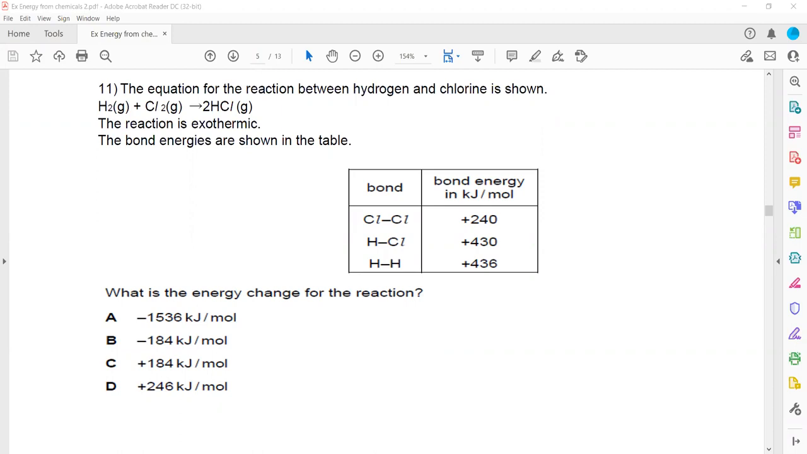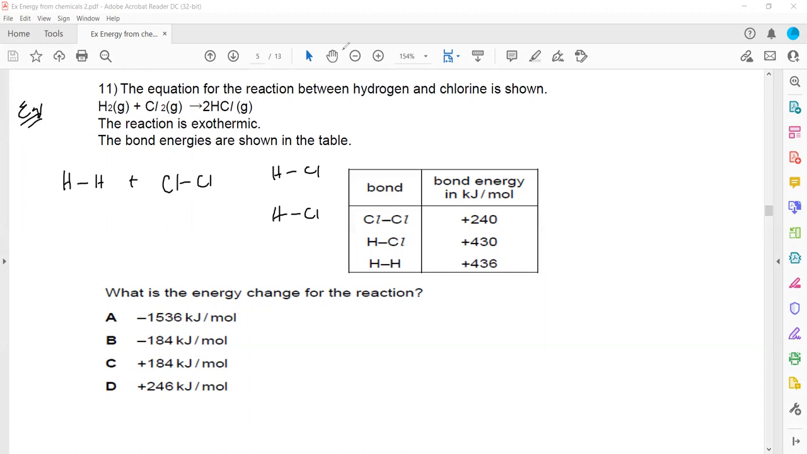So again, for a reaction, H2 plus Cl2 gives 2HCl. The equation is given, but we don't need the equation, we need bonds. H2 means a hydrogen single bond is there. Cl2 means a chlorine single bond, and HCl means hydrogen and chlorine, and there are two molecules, so there will be two molecules of H and Cl.